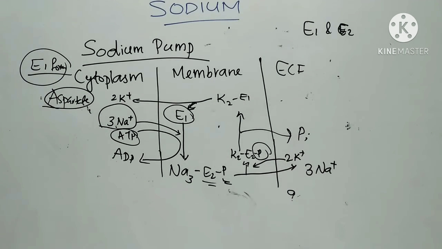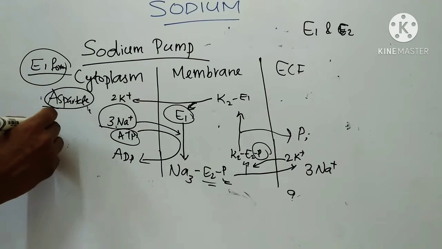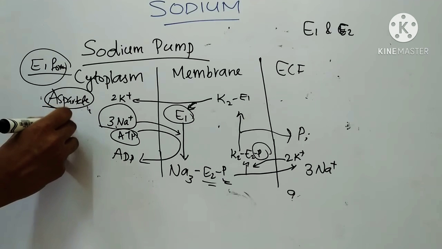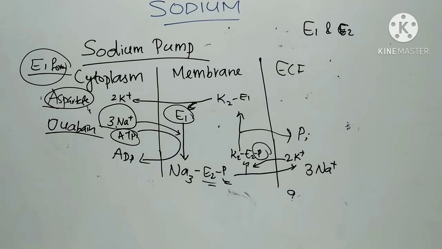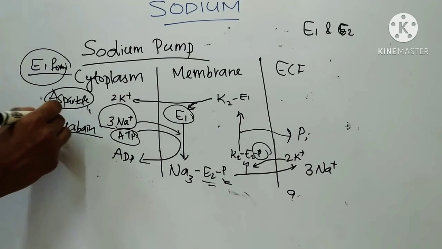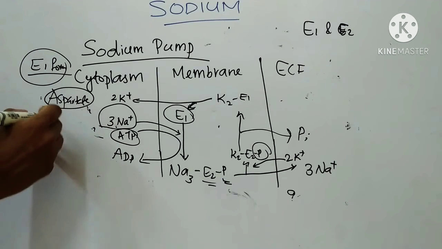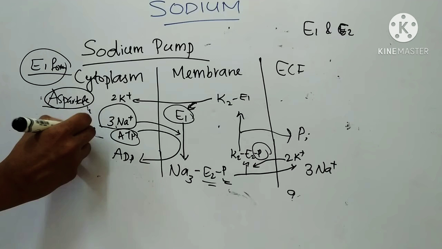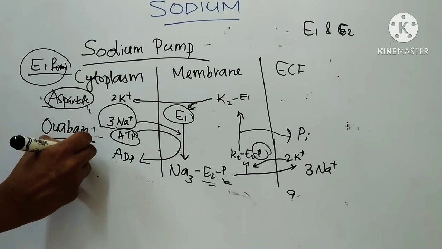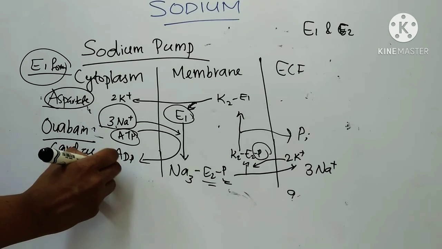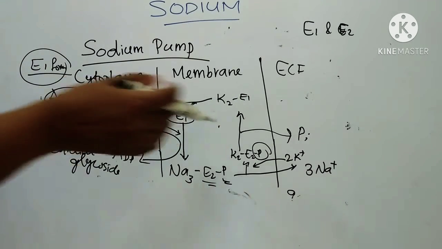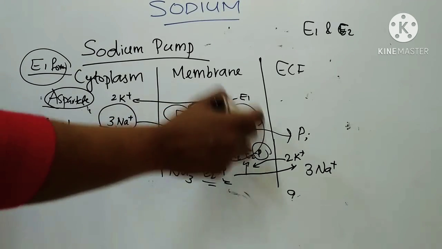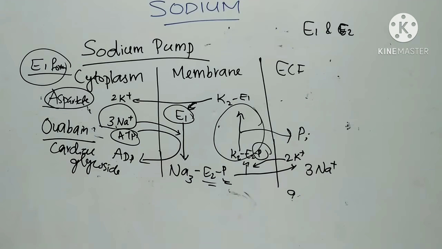Then, inhibitors are there for the sodium pump. First one is ouabain. Ouabain is a cardiac glycoside. This inhibits the sodium potassium pump by inhibiting the step of dephosphorylation.